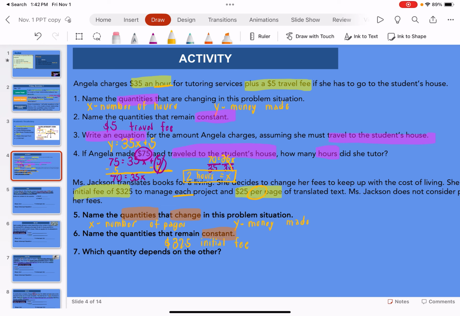Okay, then number 7 reads, which quantity depends on the other? So the key word is depends, right? Dependent. We know that our dependent variable is our y. So if we look back, we see that the money made is our dependent variable. So the money made, or the amount that she charges, right, if that's how you want to think about it, depends on the number of pages.